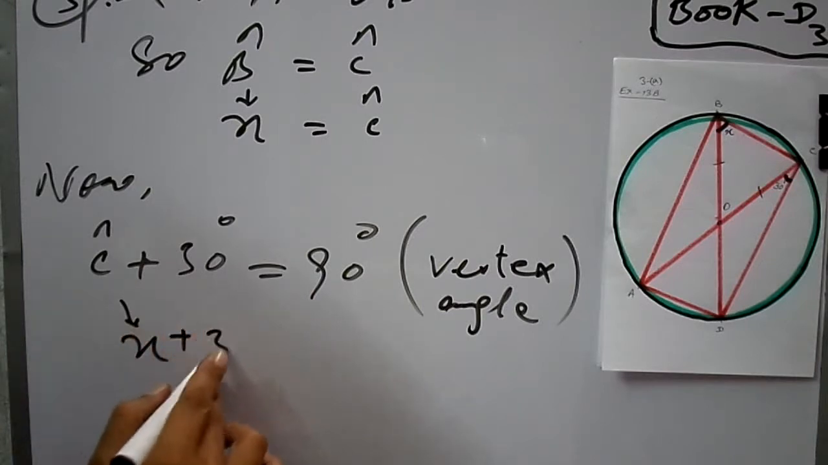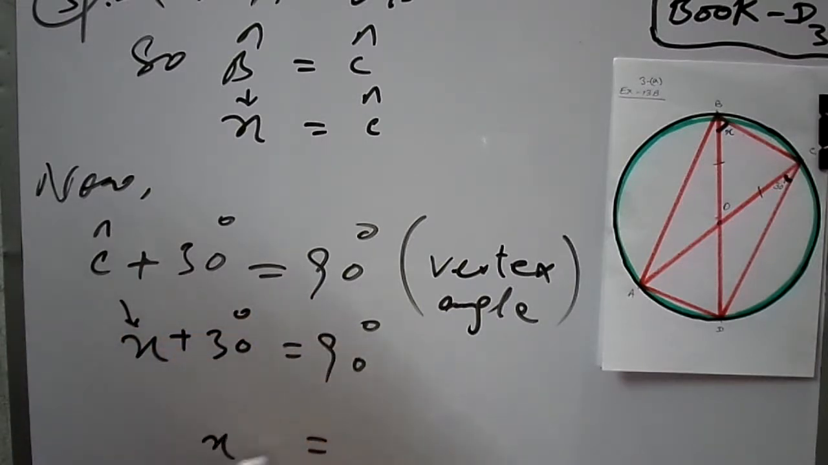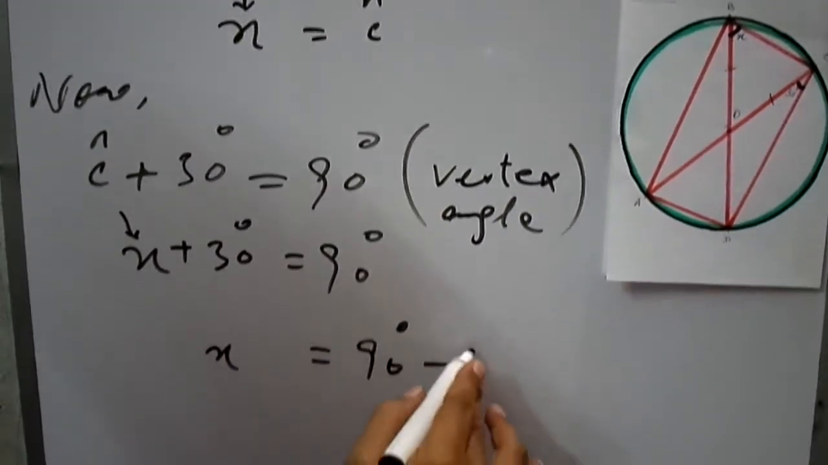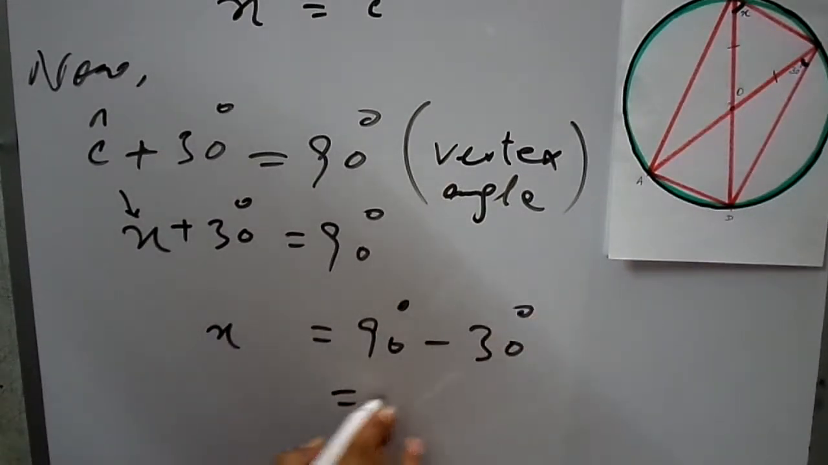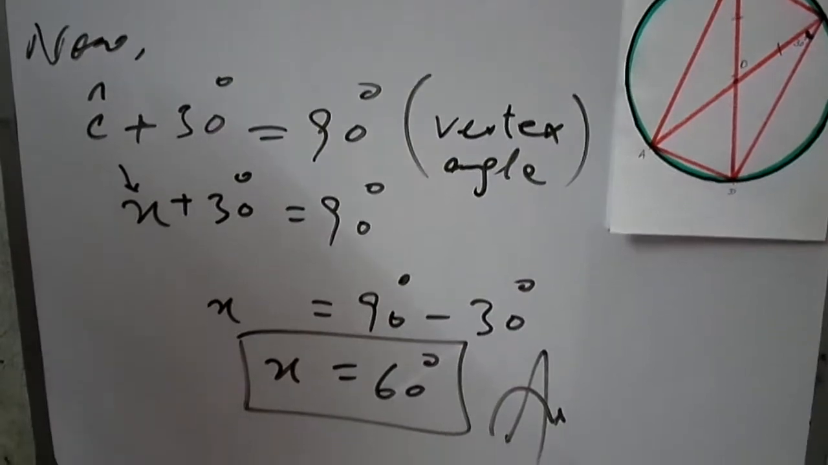So the C, which is your x, plus 30 degree is equal to 90 degree. So the value of x is 90 degree minus 30 degree. You will get 60 degree. So the value of x is 60. So here is your result. Now coming to the b part.